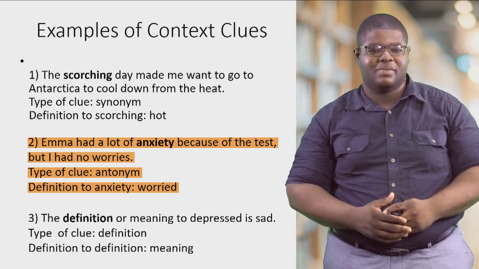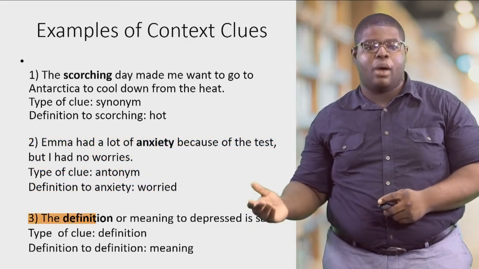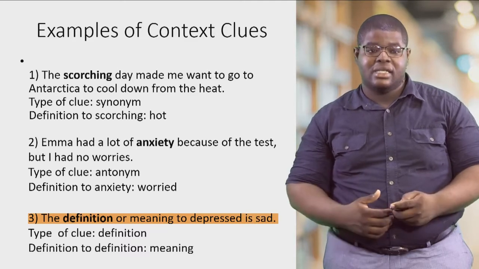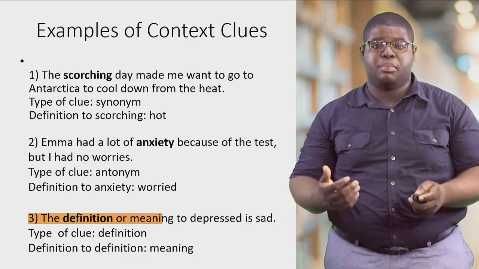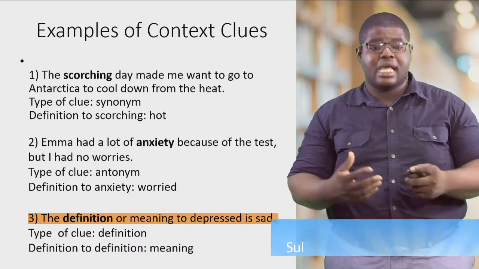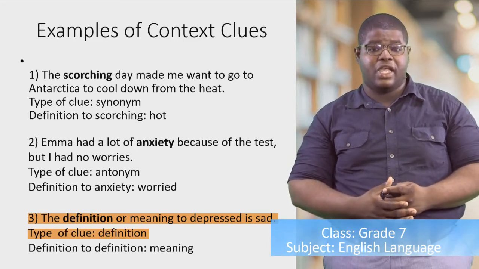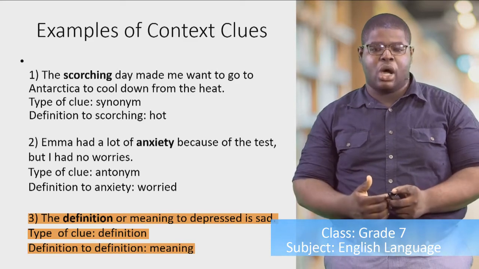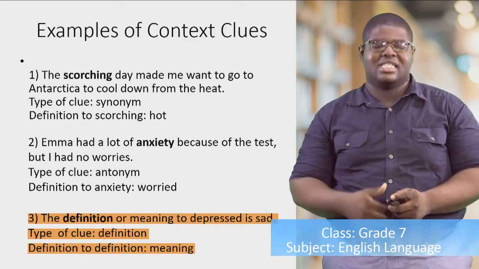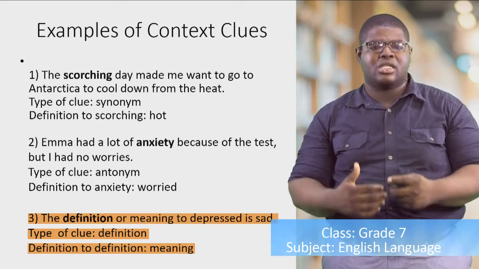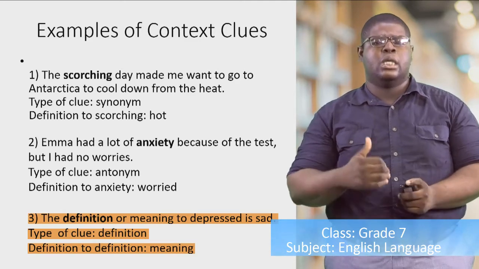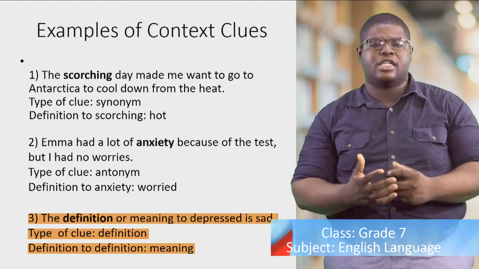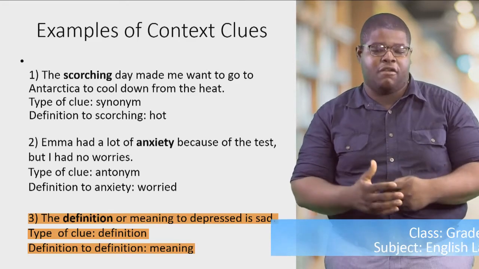Next, number 3. The definition or meaning to depressed is sad. The type of context clue we have here would be definition. Now, definition talks about what? Meaning. So that's what the word definition means. It's when I say, give me the definition of the word amphibians. They're asking you to give them the meaning of the word.